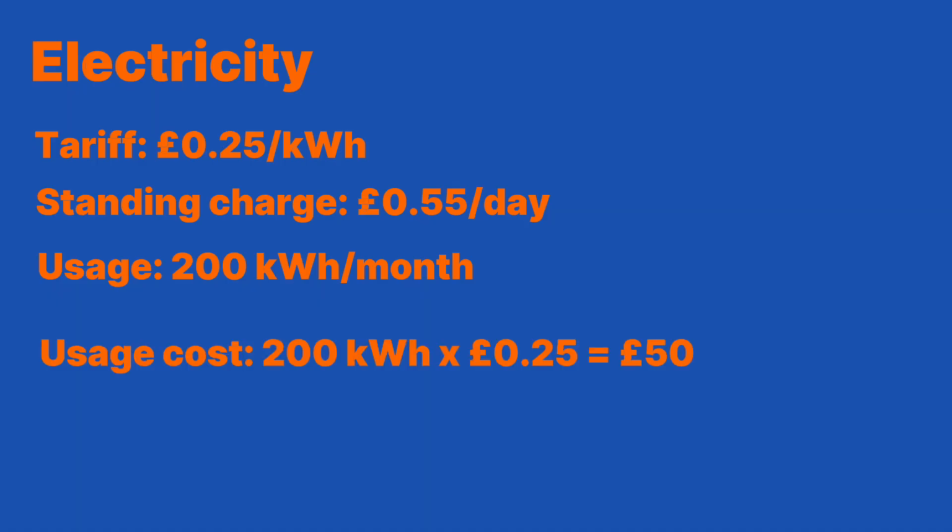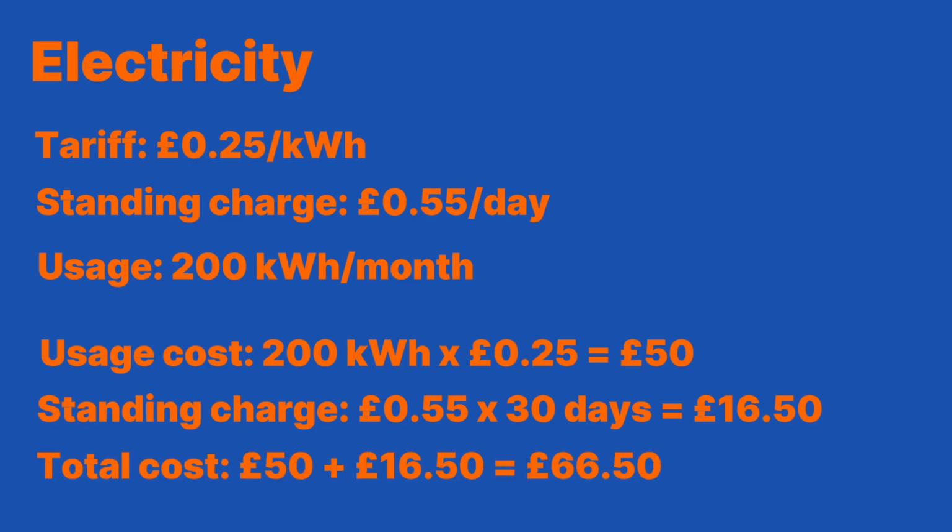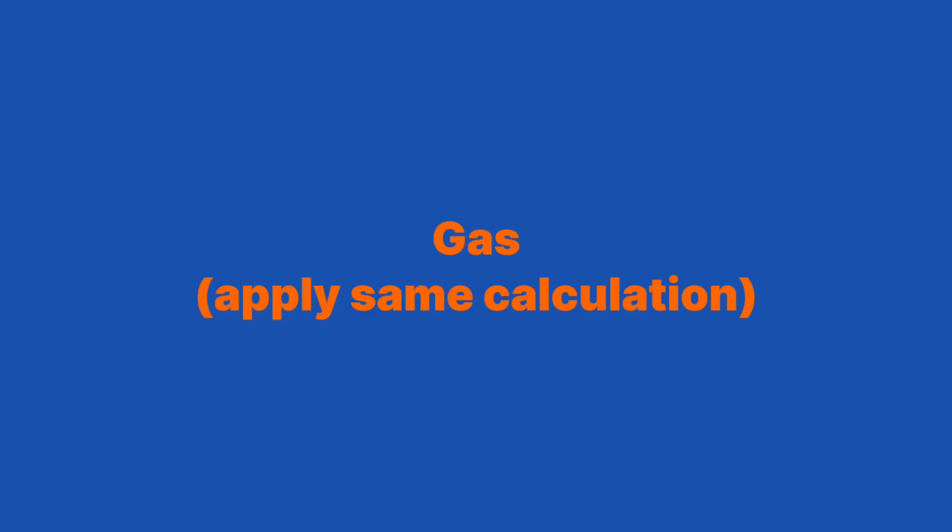200 units multiplied by 25 pence gives you an electricity usage cost of £50. You then pay the standing charge, 55 pence per day multiplied by 30 days, giving you £16.50. Your total electricity cost for the month is therefore £66.50. We can then run a similar calculation for gas, and if you add your gas and electricity bills, you get your total energy bill.